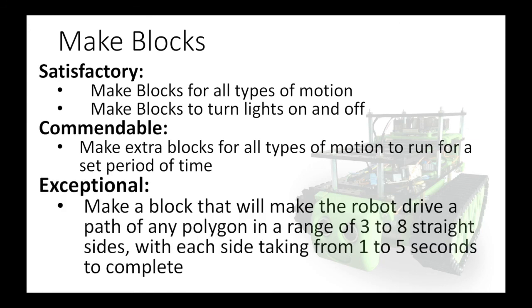And if you want exceptional, you need to make a block that will make the robot drive a path of any polygon in a range of 3 to 8 straight sides, with each side taking from 1 to 5 seconds to complete. What that means is you need a block, and you need to be able to type in the number of sides and how long it's going to drive along the edge of each side into the purple block, and then it'll just do it once you actually have that in the code. So it should be able to figure all of that out from basically those two numbers being put into the robot.